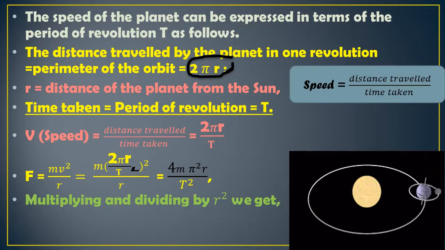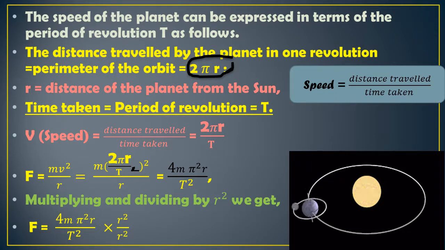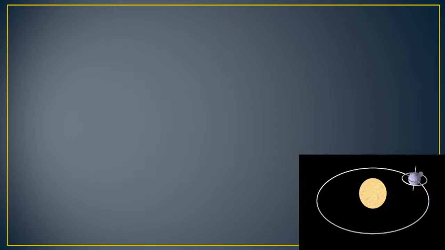Now next we have to multiply and divide by r square. We will multiply and divide the term 4m pi square r upon T square. So the next step will be F = the above term as it is, that is 4m pi square r upon T square, multiplied by r square and divided by r square. Now let's see the next steps.